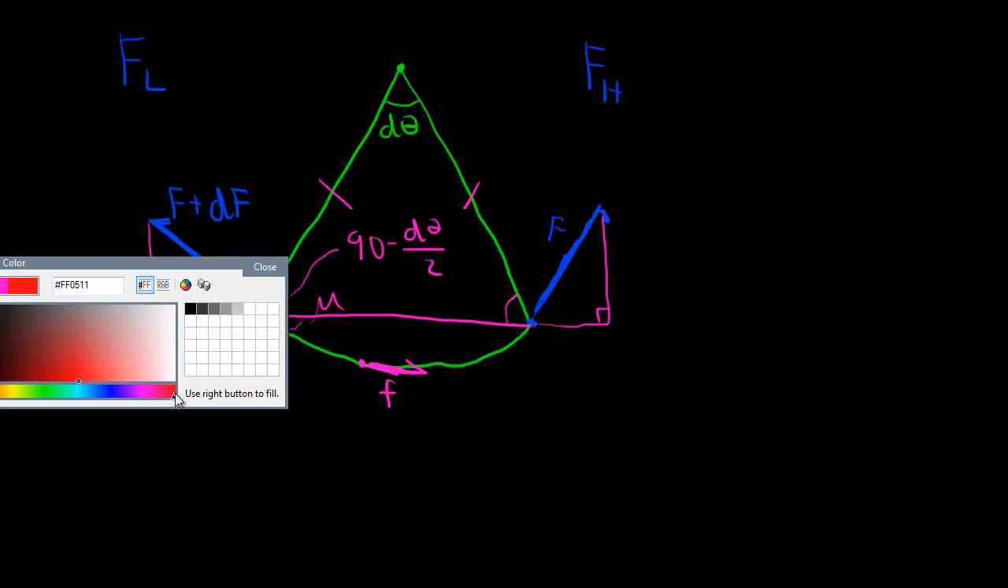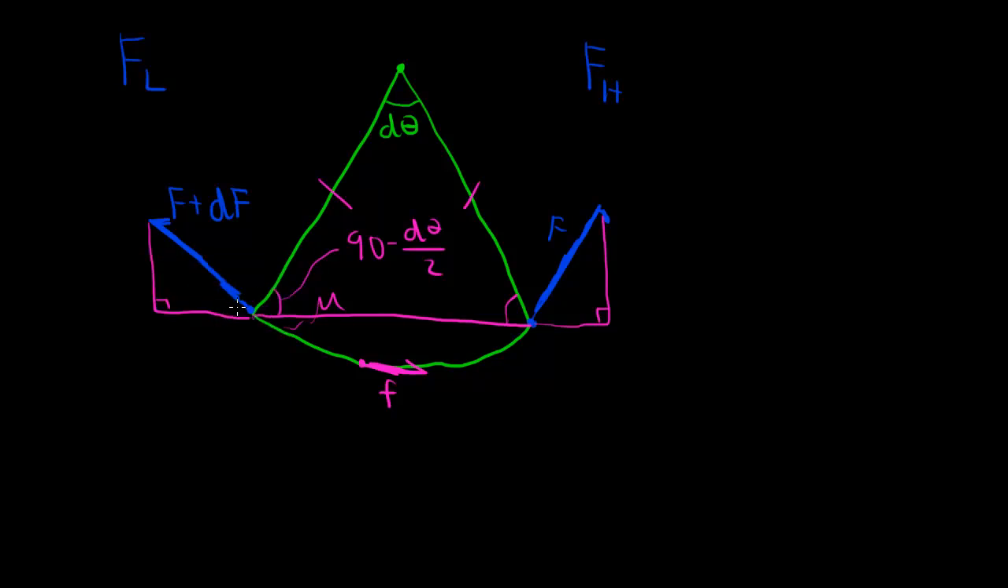But then we also have that these angles here have to add up to 180 because they form a straight line. And this is a right angle because the force is tangent to the circle. So we have that this angle here plus this one here also has to add up to 90. So clearly this angle is d theta over 2, and so is this one. This picture is beginning to look very psychedelic.